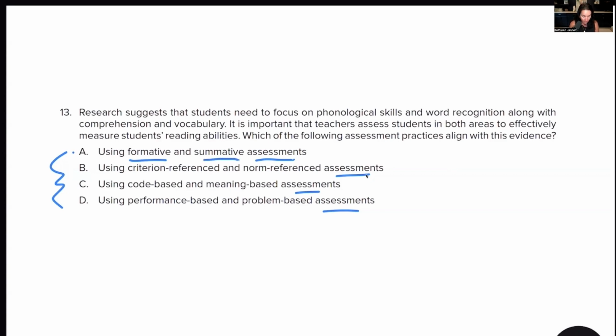I like A only because using both formative and summative is very good. It's comprehensive. I'm going to put a little dot next to it.